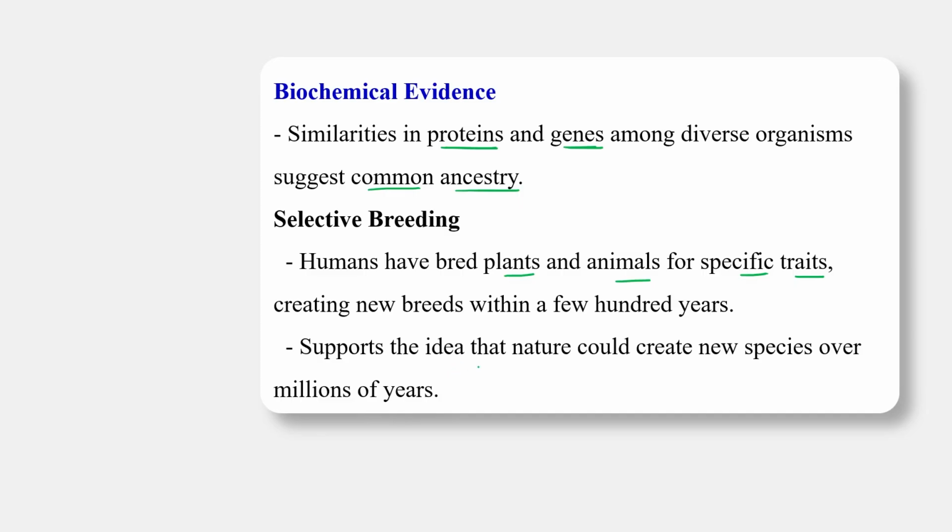So this supports the idea that nature could also create new species over millions of years. Just select the best quality individuals of any species who are able to adapt to the changed environment and start creating new types of breeds, right? So this idea could support how nature creates new species over millions of years.